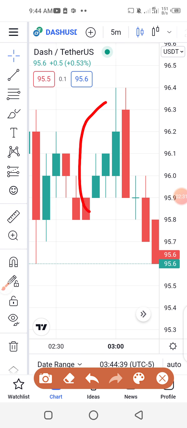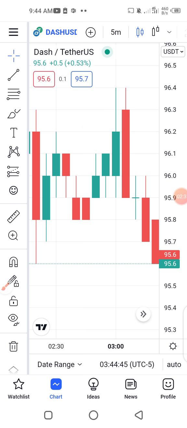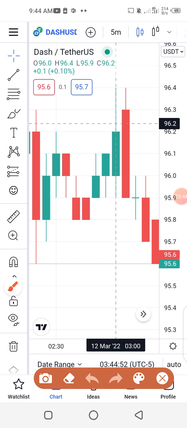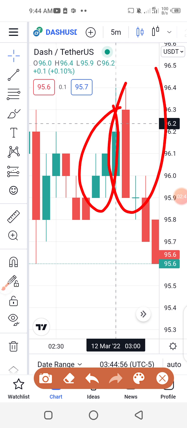So this shows the system is good. That means it's on a bullish angle for those who are trading spots. But even for those who are trading futures, whether green or red is cool. Red simply means bearish, that means there's a downtrend, while green means there's an uptrend.